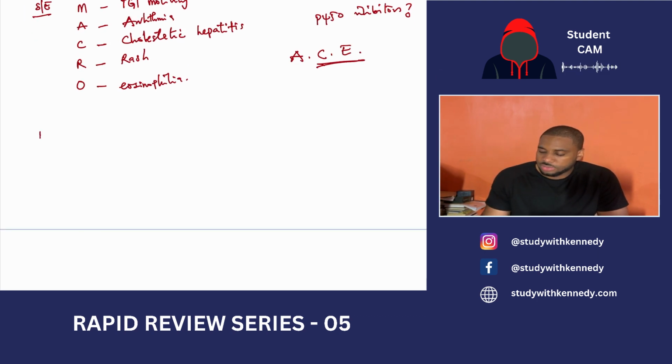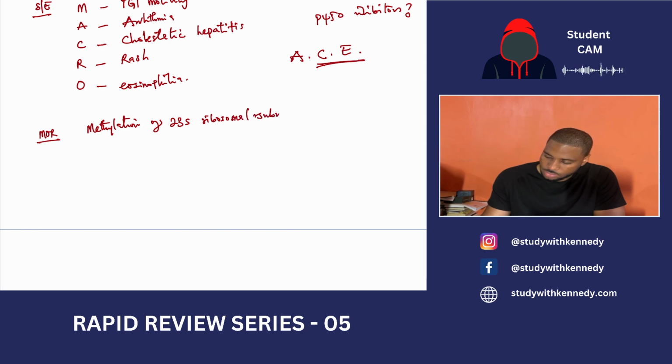All right. What's the mechanism of resistance against macrolides? It has to do with the 23S rRNA. What happens to it? Methylation. It prevents binding of the drug. Very good. So the mode of resistance is going to be methylation of the 23S ribosomal subunit.